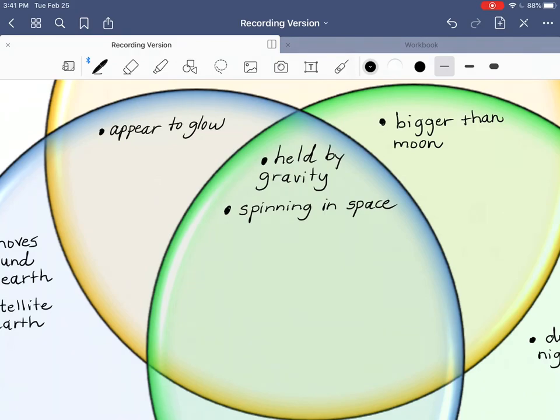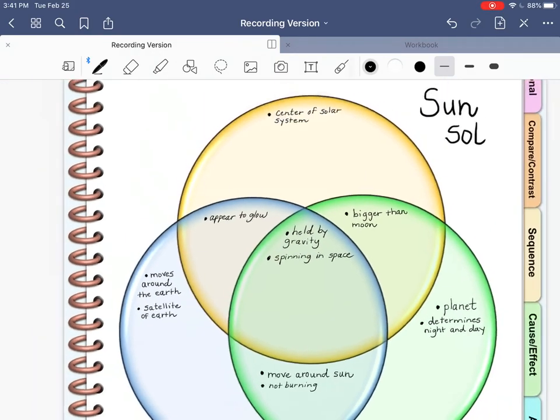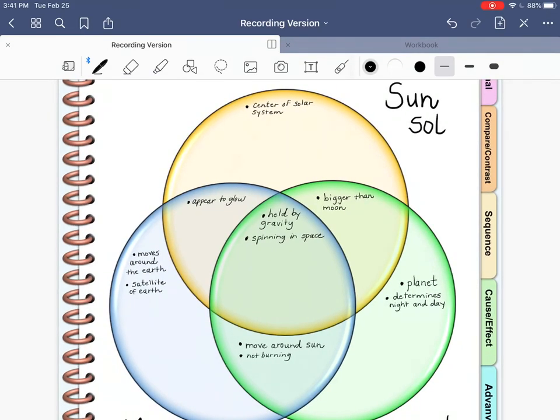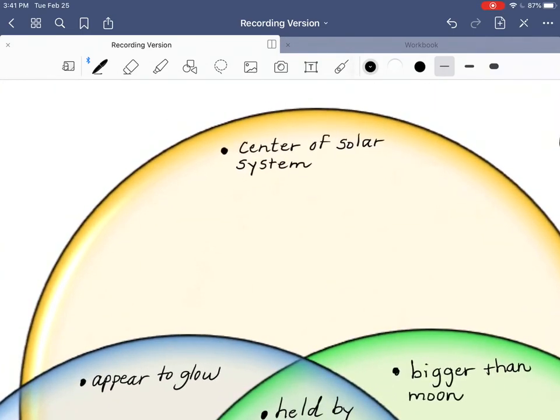Which one of them provides light? Now be careful. We know the earth doesn't provide light. And we know the moon doesn't light up by itself. So this one is only the sun. The sun provides light.